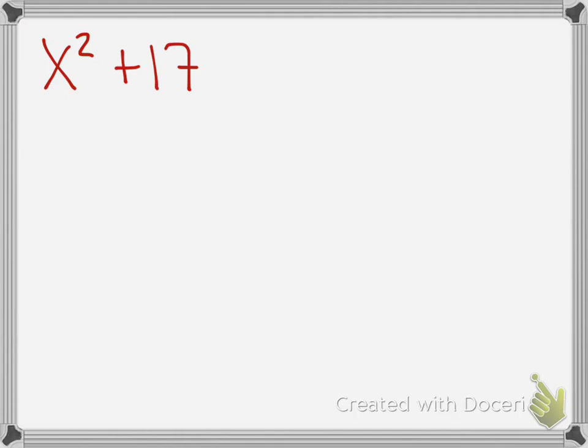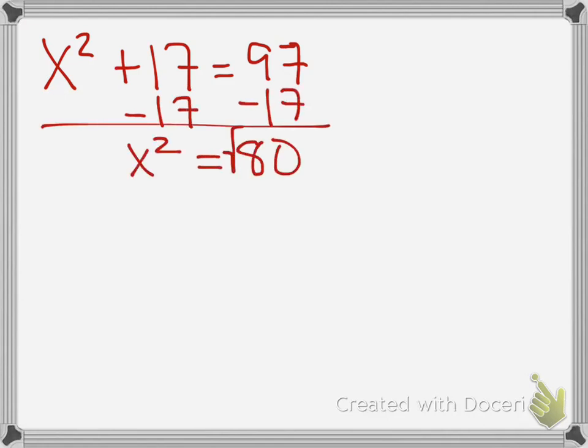All right, so let's solve some here. Okay, so what's the idea here? This is just like a regular equation that you've seen before. The idea is to solve for the x squared, and then when you've got x squared by itself, you can take the square root. So I'm going to subtract 17 from both sides. It's going to give me 80, and then I will take the square root of 80.